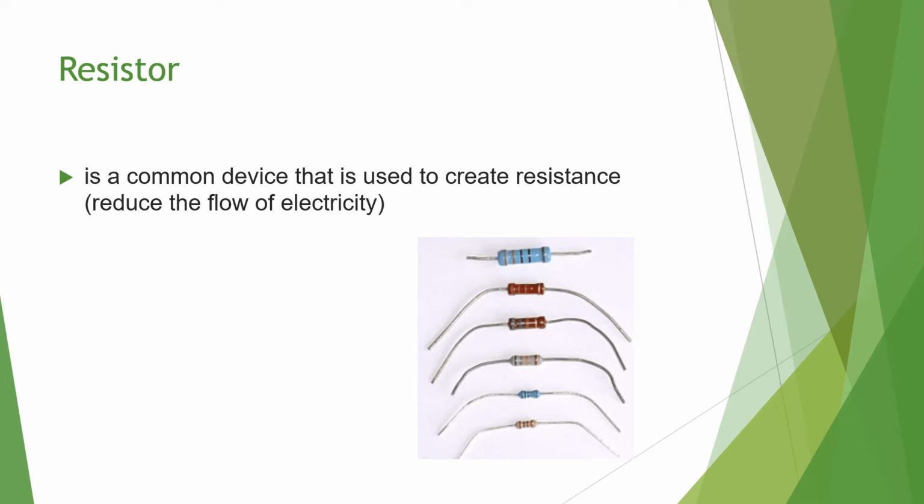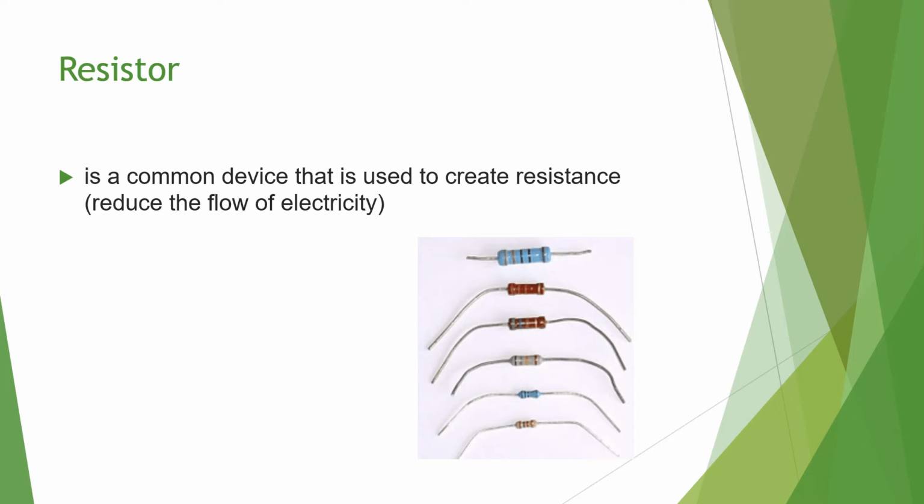Okay, a resistor is a common device that is used to create resistance. Okay, and again, resistance is reducing the flow of electrons or electricity. So a resistor is used to reduce the flow of electricity. Okay, it implements resistance within a circuit and controls the flow of electrical current or electrons.